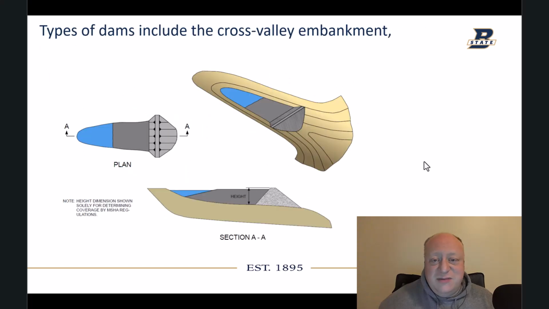So some of the types of dams out there include the Cross Valley Embankment. This is probably the most common in central Appalachia, right? Because we have a lot of relatively steep valleys. And this is basically not all that much different than a valley fill, other than it also impounds water, coal slurry, and then, of course, the dewatered fines, right?